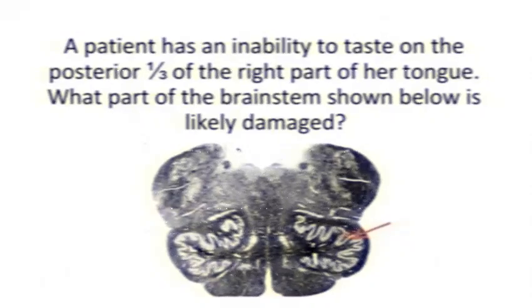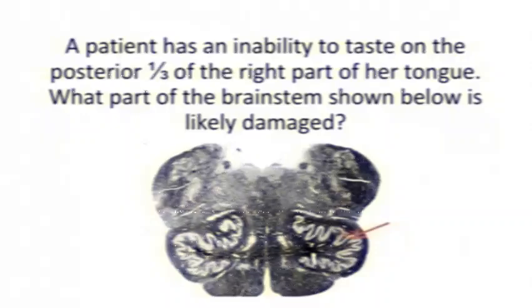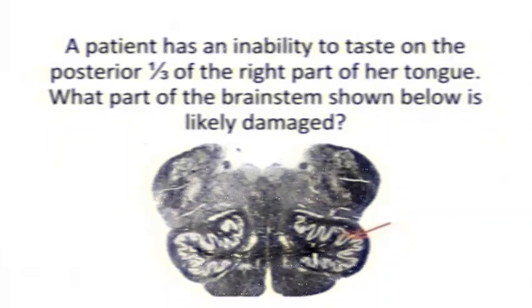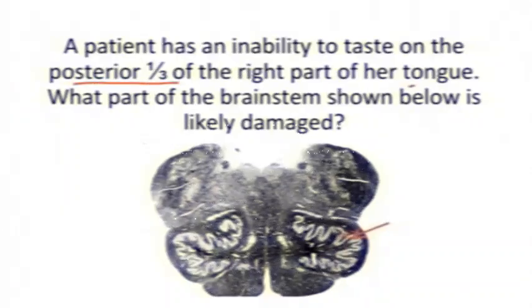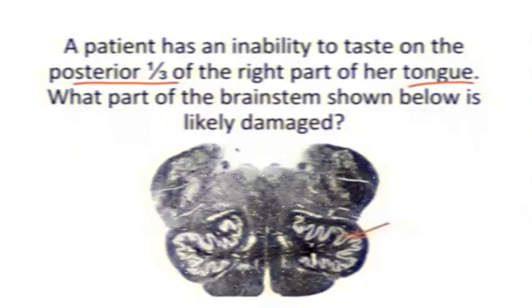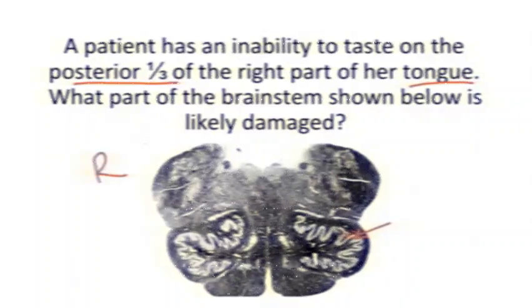You also need to remember from table 8.1 that cranial nerve 9, or the glossopharyngeal nerve, is responsible for taste and general sensation of the posterior 1/3 of the tongue. Because this patient's right tongue is affected, we can deduce that the right side of the brainstem must be affected. So again, this would be right, and this would be left.